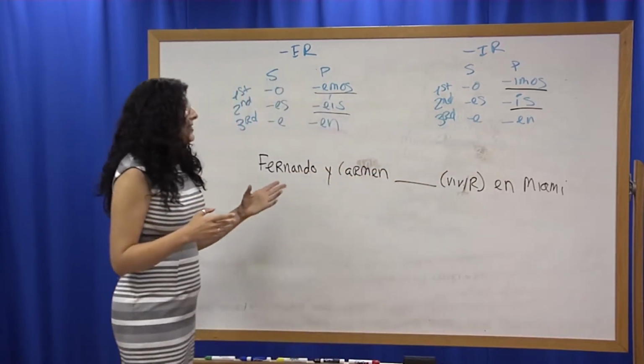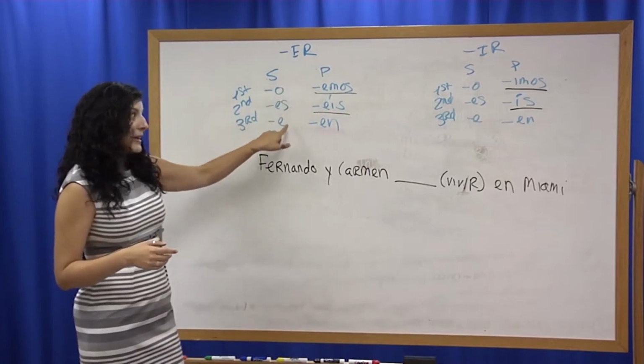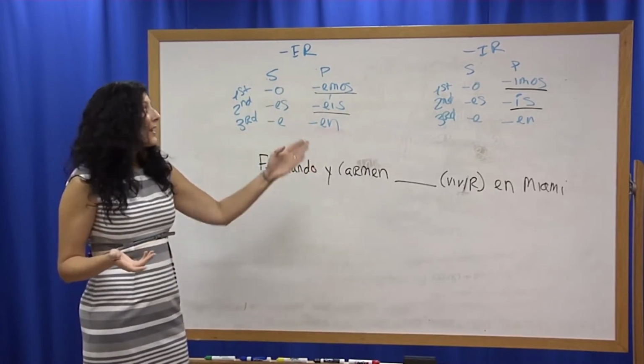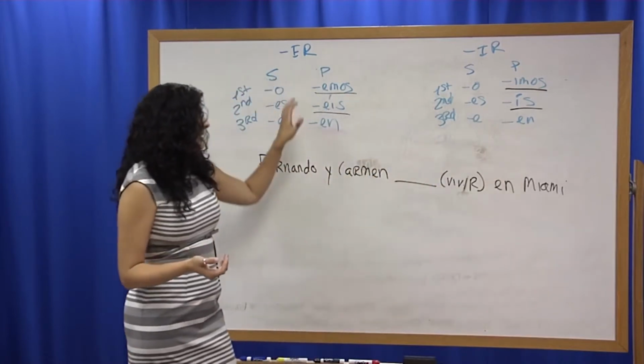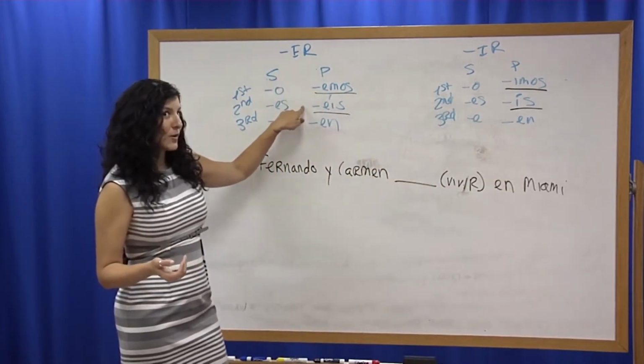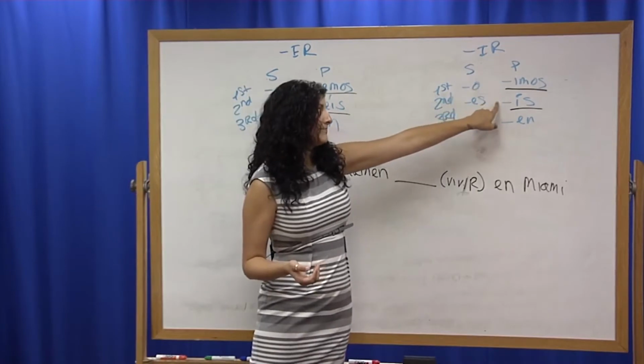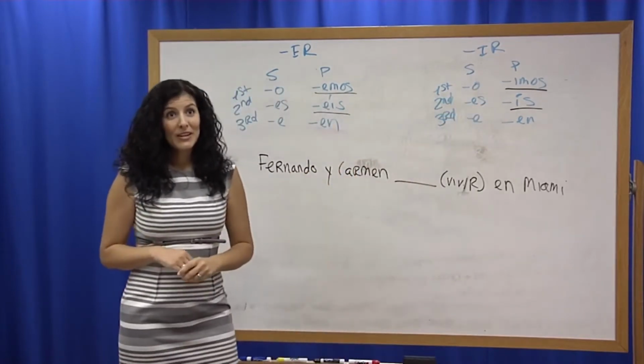You will notice that they are basically the same, which is why we learn them together. They have very similar patterns here, except in the nosotros and the vosotros form, where they are different. So just keep that in mind.